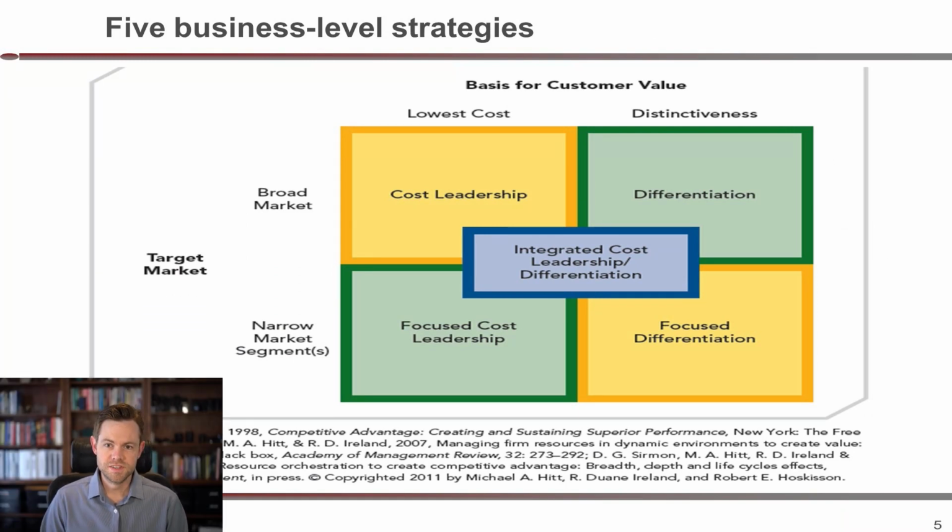Now, of course, it can't be as simple as just having two strategies. So there's actually 5 different strategies that we'll look at. Now, the difference between two of these is basically how focused is your market. If you're broadly focused or narrowly focused, the broad is going to be cost leadership and differentiation that we just talked about, while the narrow focused is called focused cost leadership or focused differentiation. And then we have the trying to do everything right in the middle that is called integrated cost leadership and differentiation. This is a hybrid strategy.